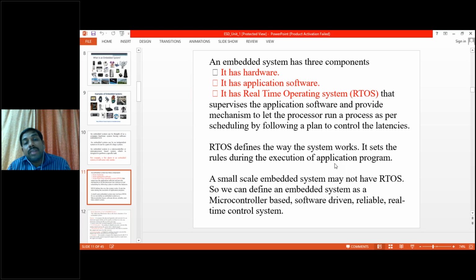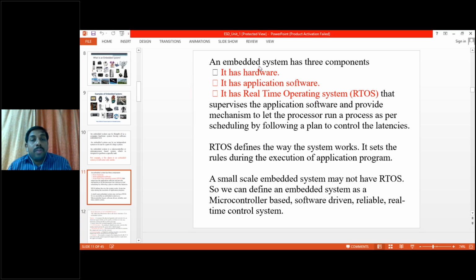Then after the elevator door is closed, it will move to the third floor. So it does two instructions. First it moves to the first floor, then after closing the elevator door, it again moves to the third floor, because two inputs were given, one from the first floor and one from the third floor. The elevator will not move to the third floor directly. So this is the execution of application software. This is the system task, and that is controlled by the RTOS.